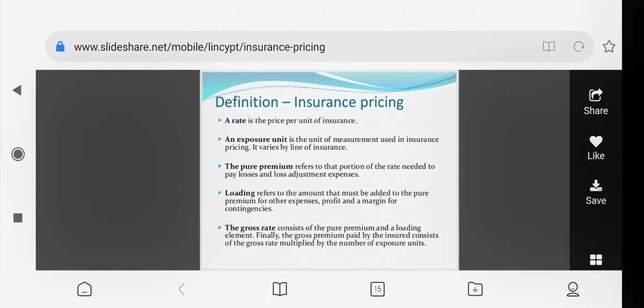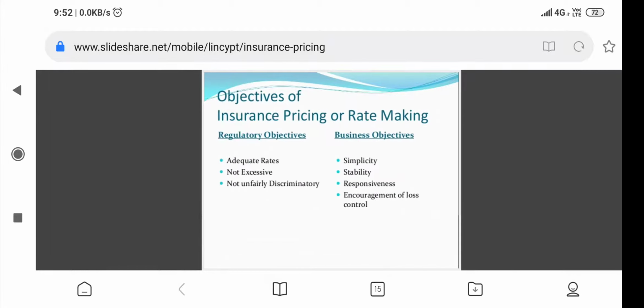Loading refers to the amount that must be added to the pure premium for other expenses, profit, and a margin for contingency. Gross rate consists of pure premium and a loading element. Finally, the gross premium paid by the insured consists of the gross rate multiplied by the number of exposure units.